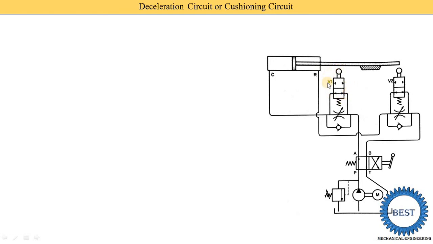A 2x2 directional control valve is used, and it is cam operated. Here you see a round symbol and two straight lines. These indicate that it is cam operated. That's why here the cam is provided. This is V1, the deceleration valve 1, and this is deceleration valve 2. That's why V1 and V2 are written.